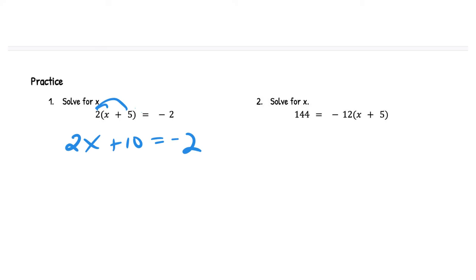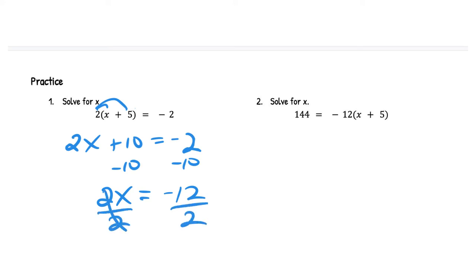And now it becomes a problem that we did earlier in the week or at the beginning of this unit. So now it's simply, I have a positive 10. I'm going to subtract it. And that gives me 2x equals negative 12. So now I have times 2, which means I'm going to divide. Those give me 1. So I have x equals negative 12 divided by 2, which is negative 6.